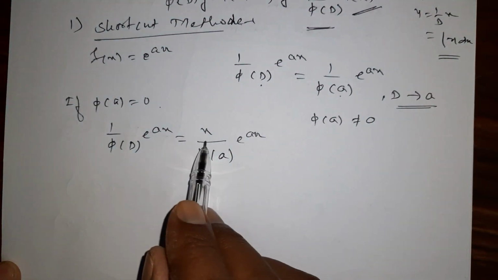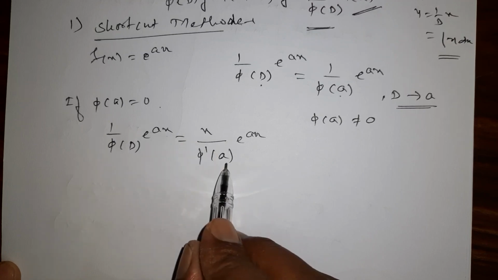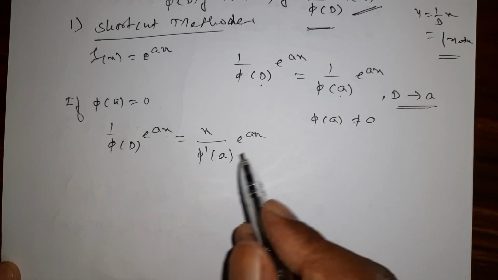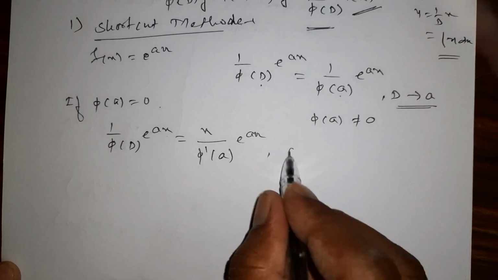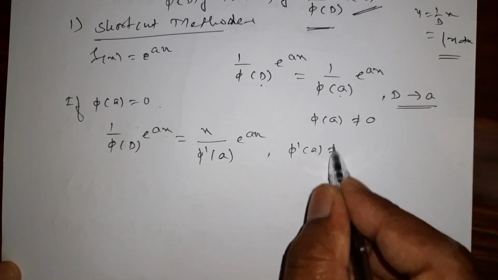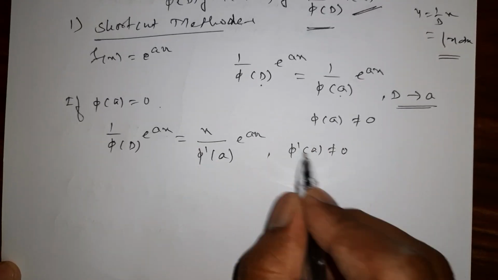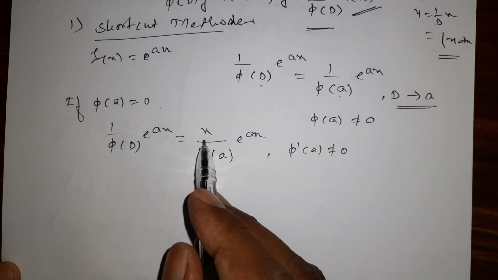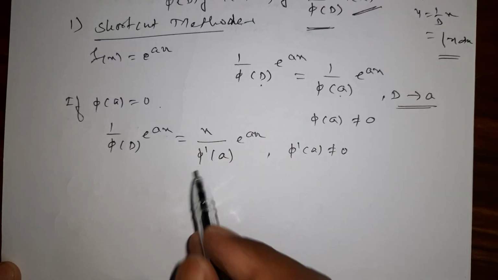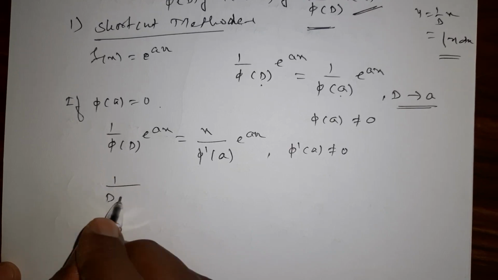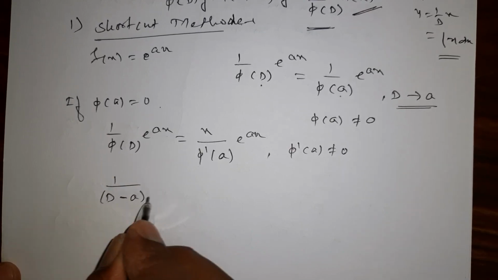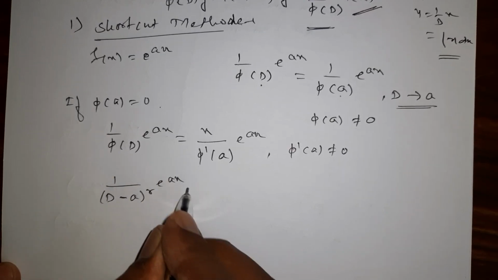So here, multiply by x and take the derivative of the denominator. If this phi dash of a is not equal to 0, we want it here. What happens if it is equal to 0? Again multiply by x and take the derivative of the denominator. In general, I can write, suppose I take (D minus a) raised to r, e raised to ax.